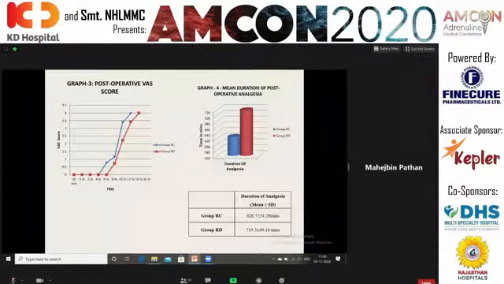Graph 3 suggests the postoperative VAS score. Graph 4 suggests the mean duration of postoperative analgesia, which suggests that group RD has a more prolonged duration of postoperative analgesia. Next slide.